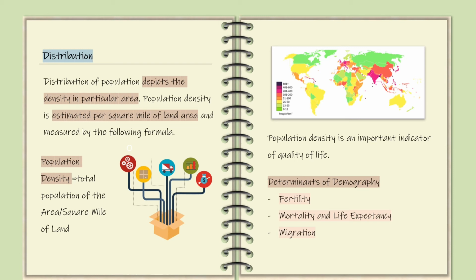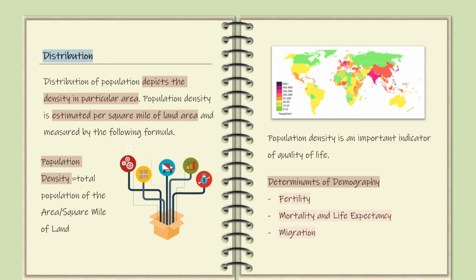So here's the formula of mortality and life expectancy. Crude death rate is equal to the number of deaths in the year divided by the total population times 1,000. Infant mortality rate is the number of deaths of infants less than 1 year old divided by the total population times 1,000.